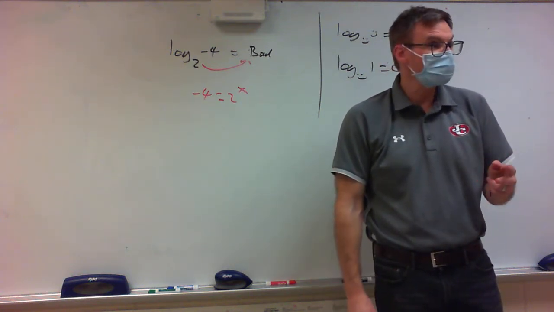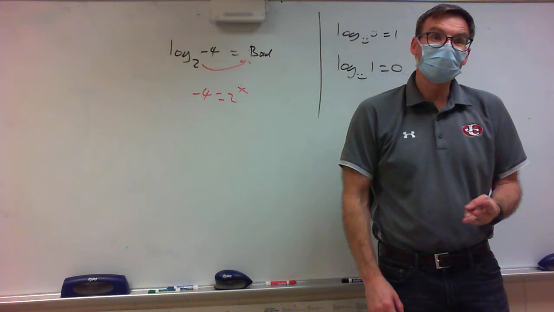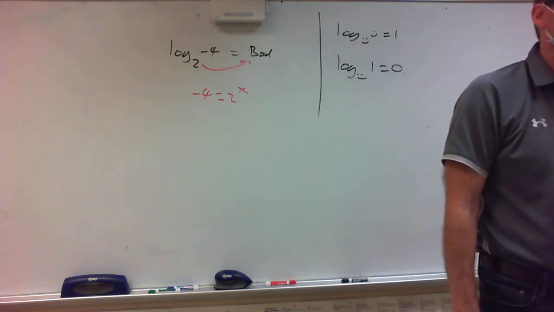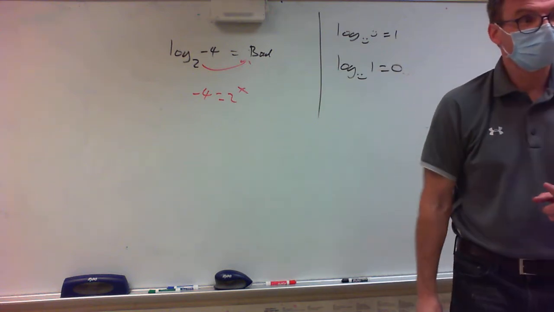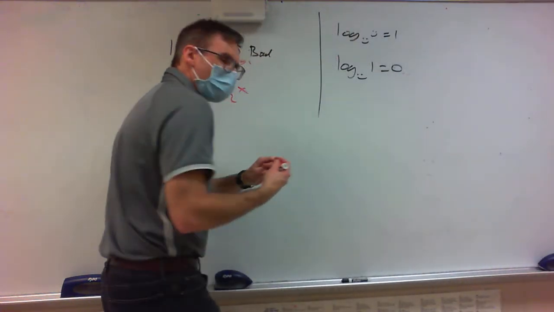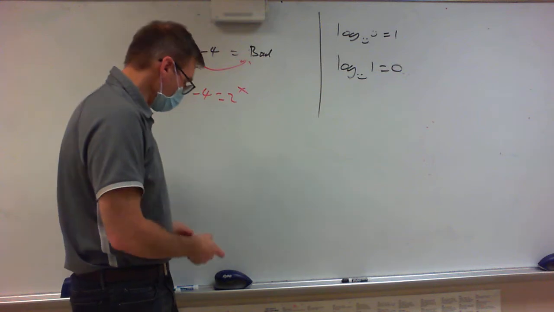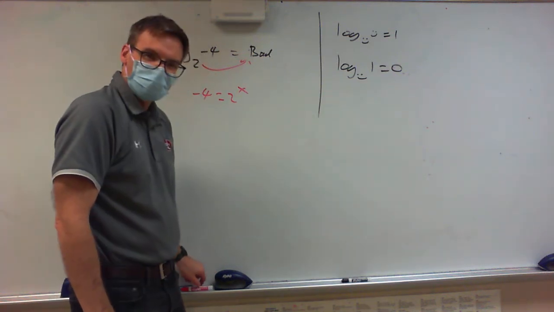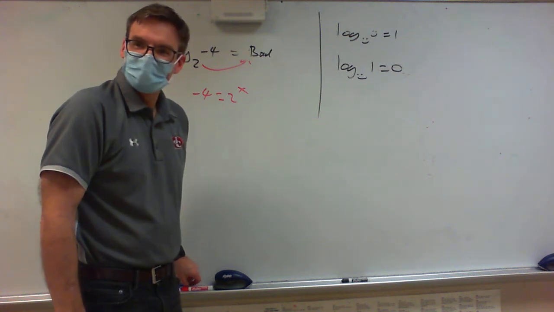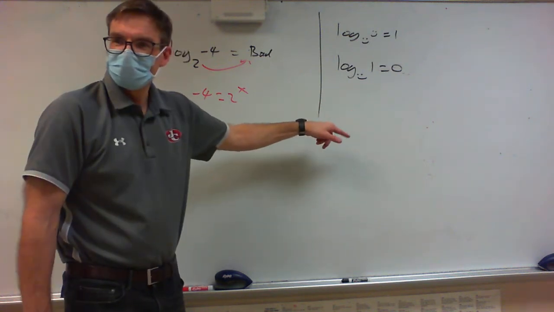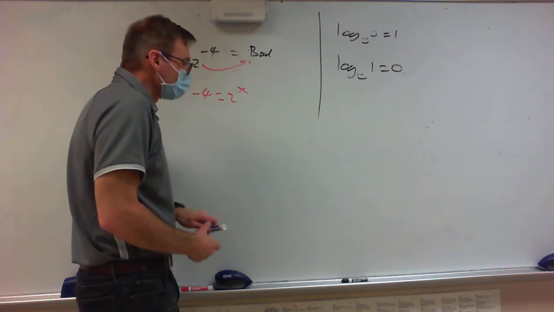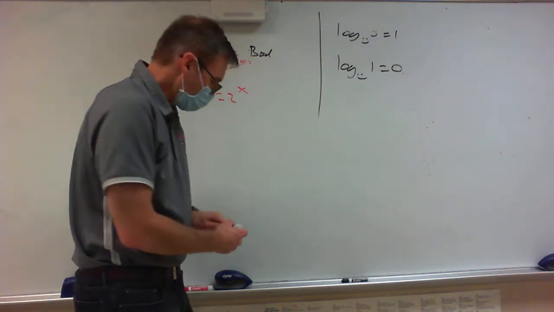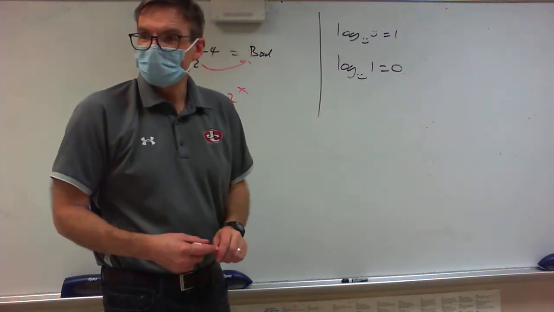Everybody okay with those rules? We now have a third rule. You can't take log of a negative, right? And we knew that. Remember when we graphed this whole thing? Was the logarithmic graph blue or red? Blue, okay. This was red? Okay. Remember when we did the domain and range?